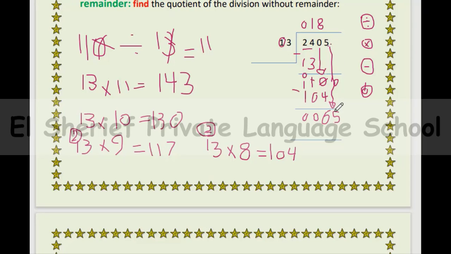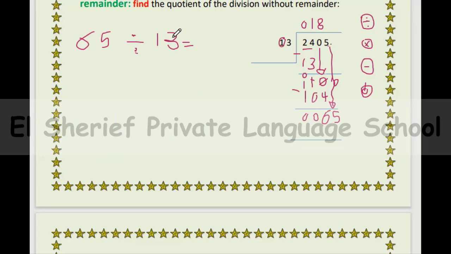So we bring down 5. So 65 divided by 13. We cover 3 and cover 5, and 6 divided by 1 equals 6. So let's try 6 times 13. 6 times 3 equals 18, and you carry 1. 6 times 1 equals 6 plus 1 equals 7. This number is more than 65, so let's try 5.